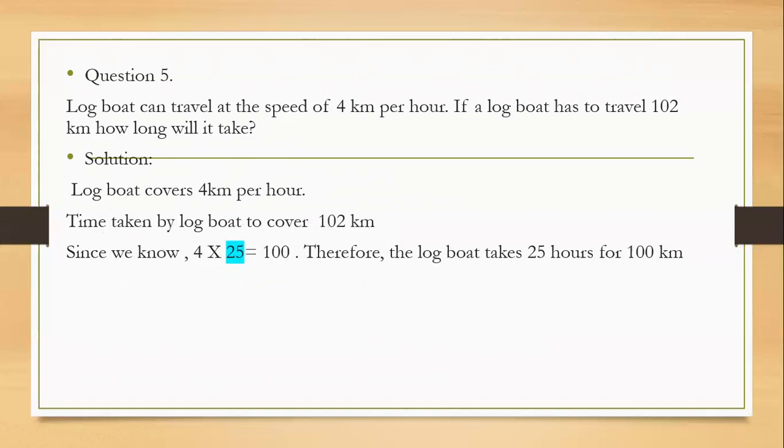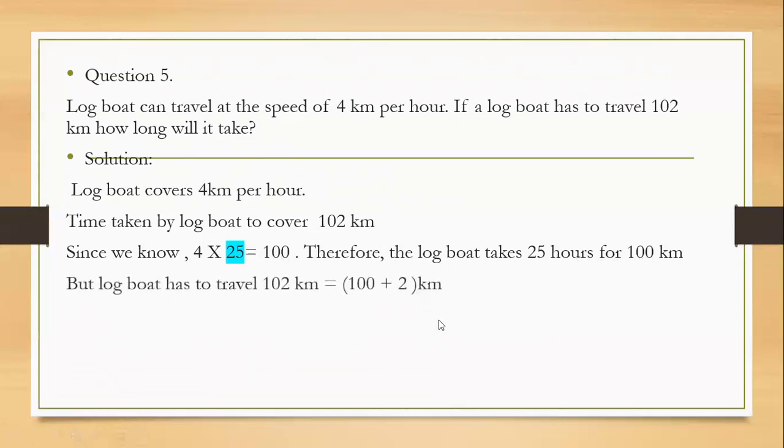Since we know that 102 is not divisible by 4, we will find the nearest multiple of 4. We'll see that 4 times 25 is 100. You have to find the number where the remainder is 0. So 4 times 25 is 100. Therefore, the logboat takes 25 hours to cover 100 kilometers.